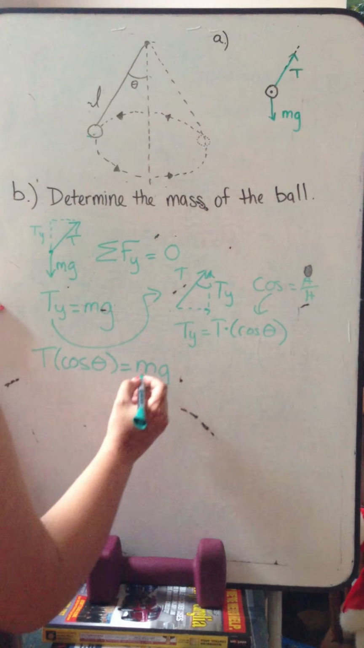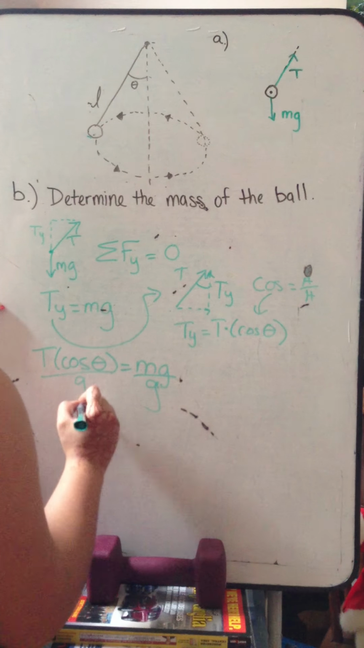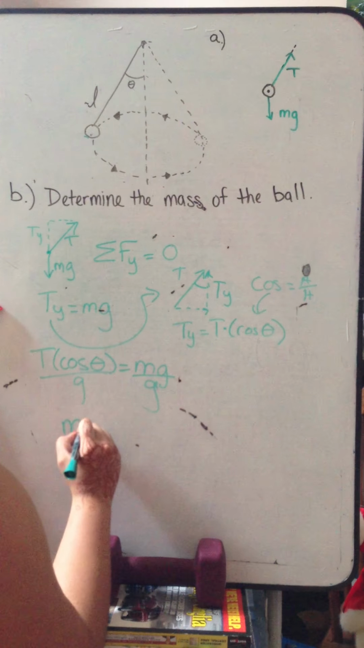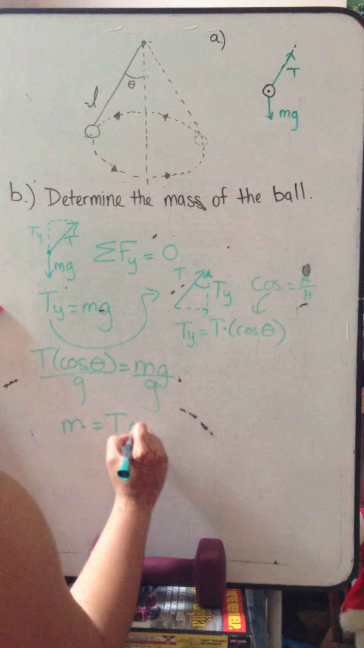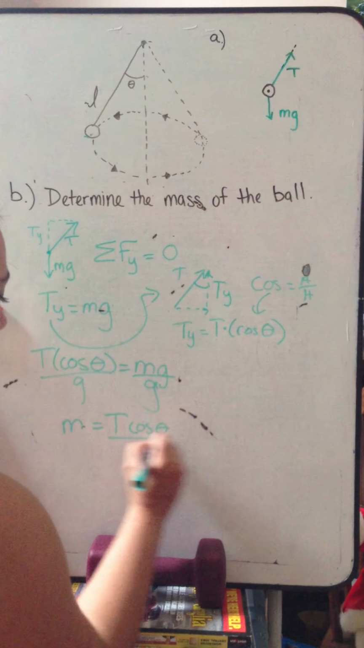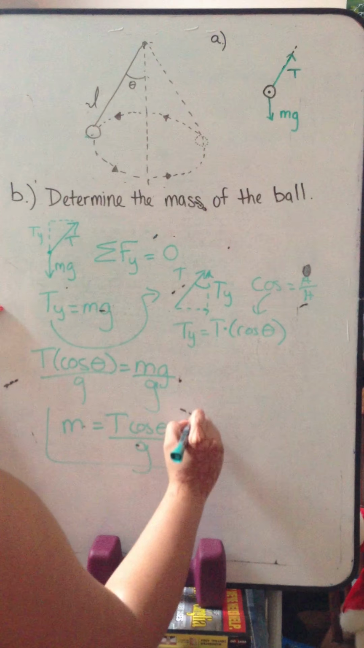And you go back to algebra, you divide by g, you divide by g, and you end up with m equals T cosine theta divided by g. And that is how you find the mass of the ball.